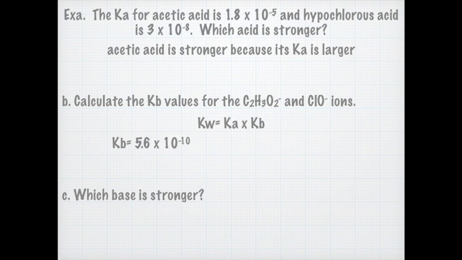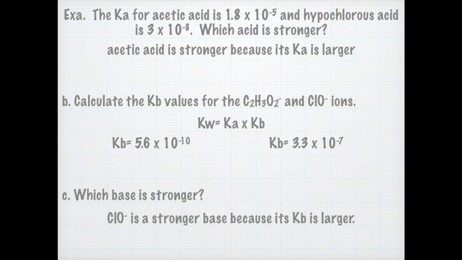If I do the same thing, if I take the Kw, which is 1 times 10 to the negative 14th, and divide it by the Ka of hypochlorous acid, that gives me the Kb of its conjugate base, which is 3.3 times 10 to the negative 7th. Therefore, I know that ClO minus, which is the conjugate base of hypochlorous acid, is a stronger base than the acetate ion. That actually makes sense because remember, the stronger an acid is, the weaker its conjugate base is. So since acetic acid is stronger than hypochlorous acid, that means that hypochlorous acid's conjugate base would be stronger.